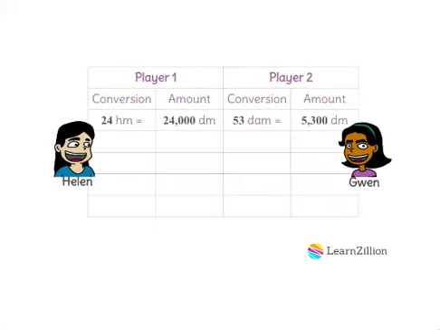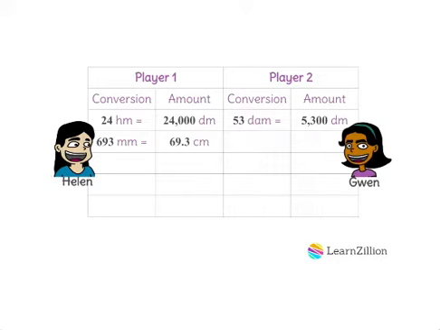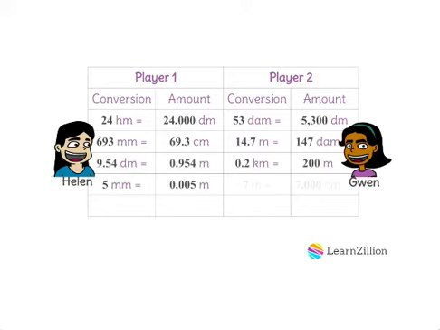Back to our recording sheet. Gwen checks to see if the answer is correct, and it was. So Helen writes down the 693 millimeters that she started with, and then the conversion amount, 69 3/10 centimeters. The 2 girls continue to play, and we'll just see what they recorded as they went through their game.